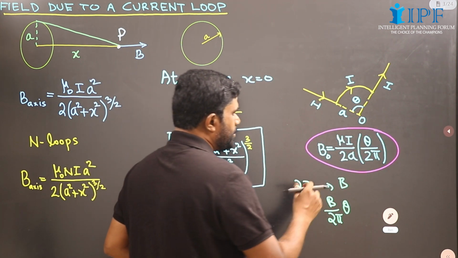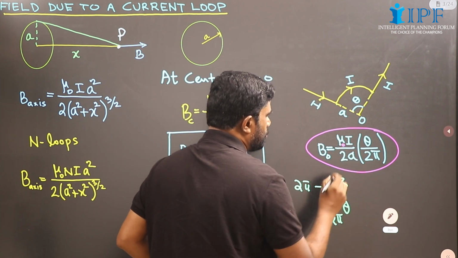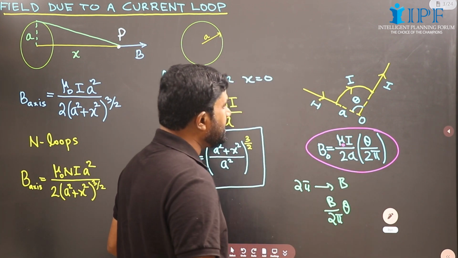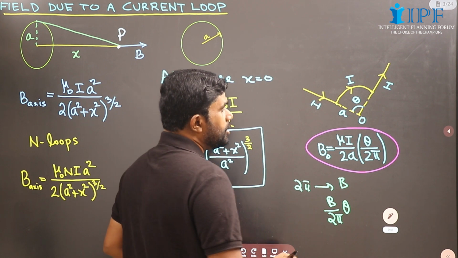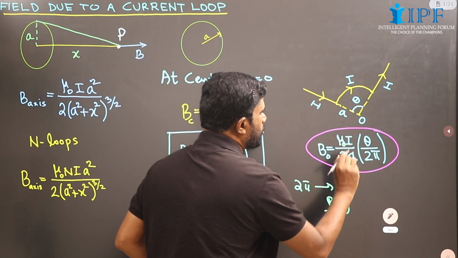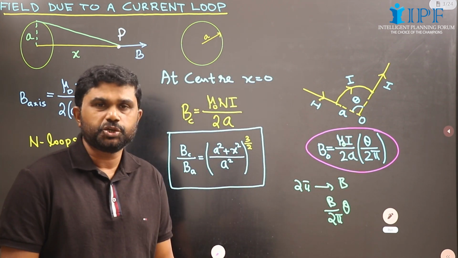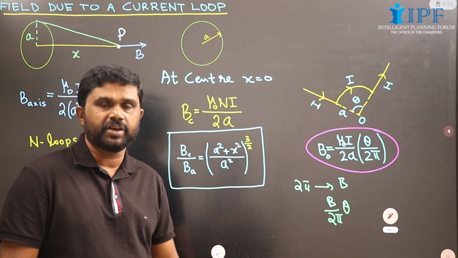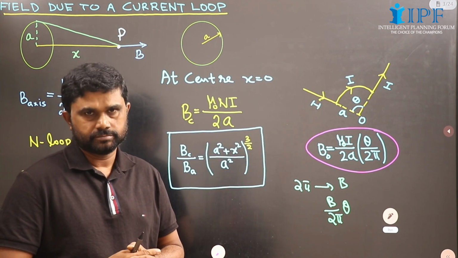That is mu 0 I divided by 2a into theta by 2 pi, that is the magnetic field at the point of observation.